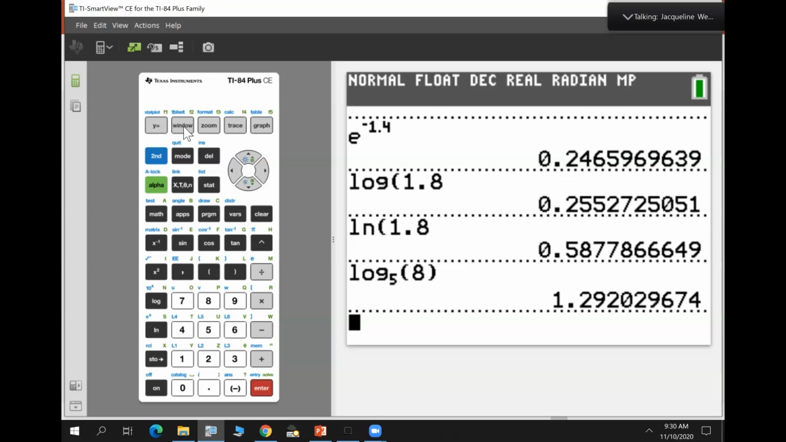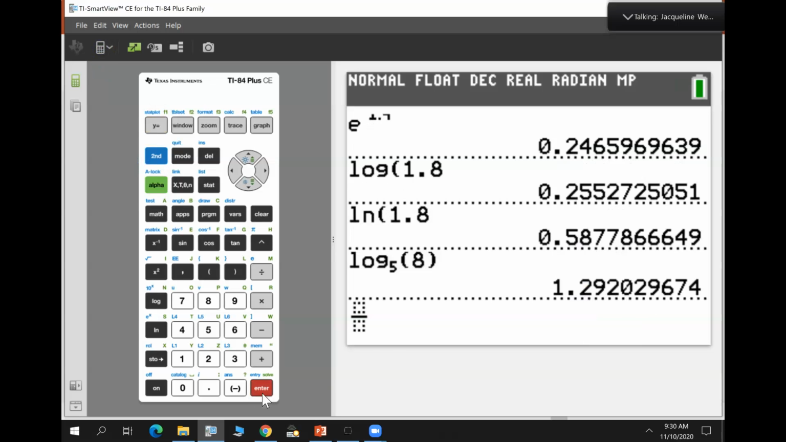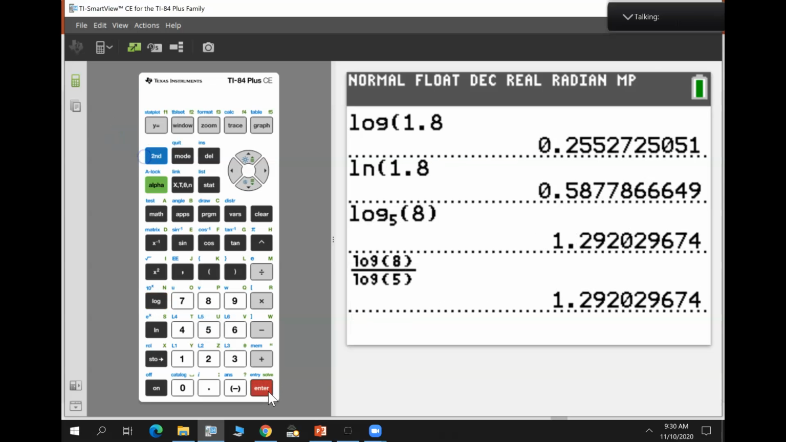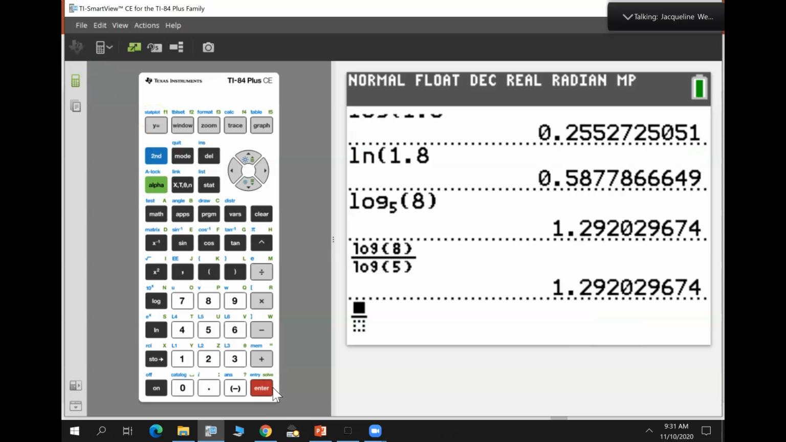Now, if I don't have that button, or if I'm working on a scientific calculator or something like that, and I need to do change of base, remember that you're going to put the 8 in the top and the 5 in the bottom. You can either use your log button or your natural log button, either one. So I'll do it both ways just so that you can see it. First I'm going to use the common log. So I'm going to have the log of 8 over the log of 5. And you can see we get the exact same answer we did just a second ago. All right, and then same thing with ln.